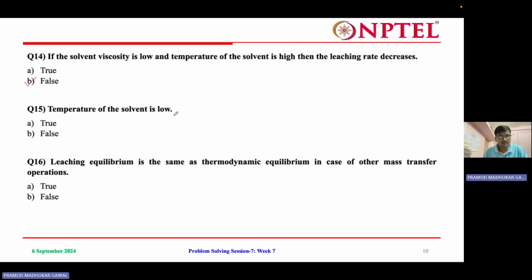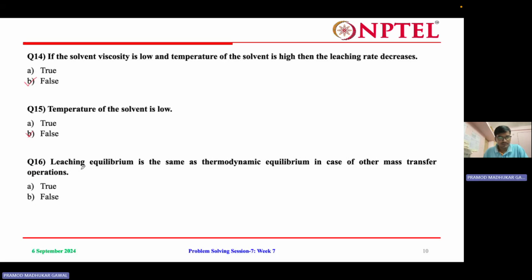Now, the temperature of the solvent is low. So this is also false, because for improving the rate of leaching of solute into the solvent, the temperature of the solvent should be high.